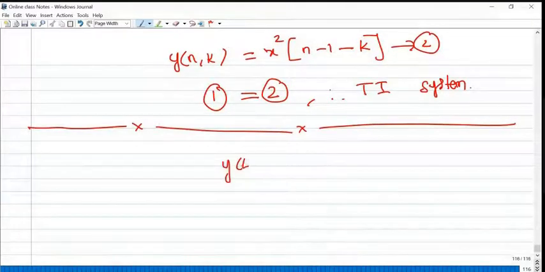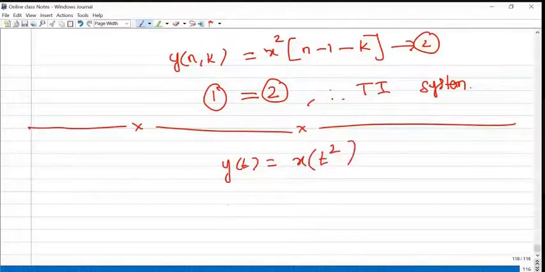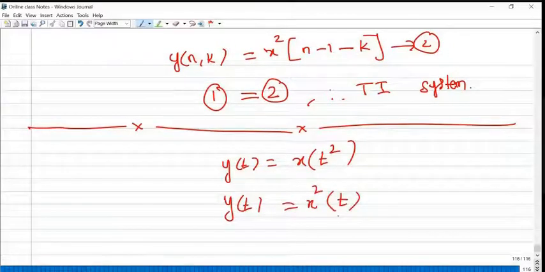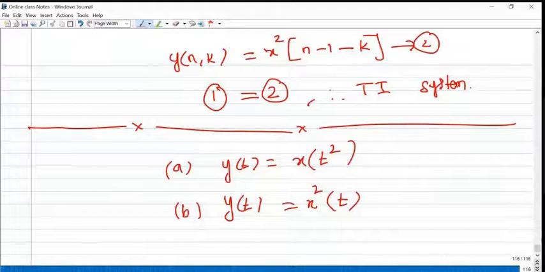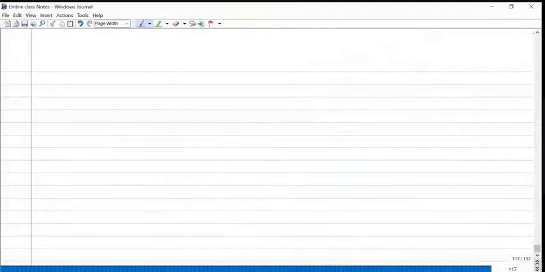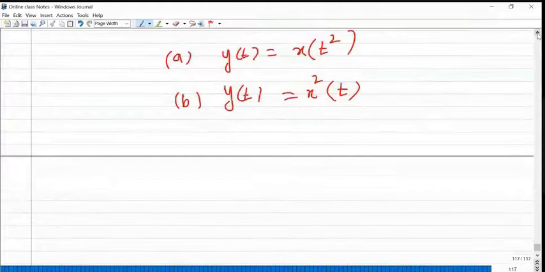y of t equal to x of t square, or y of t equal to x square of t. Okay. Identify whether the given system, which is characterized by the equation y of t equal to x of t square, y of t equal to x square of t.